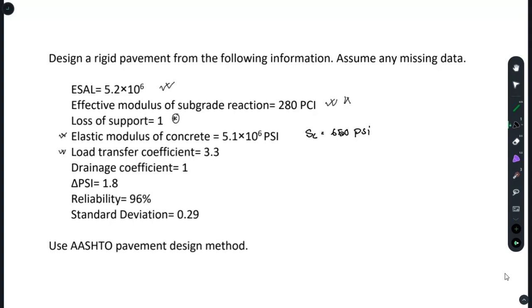and you have the load transfer coefficient. Again, study a little bit on it. What is the load transfer coefficient? It is just how efficiently the load is transmitted to the layers. And you have the drainage condition. It is how effectively the water on the surface is drained.